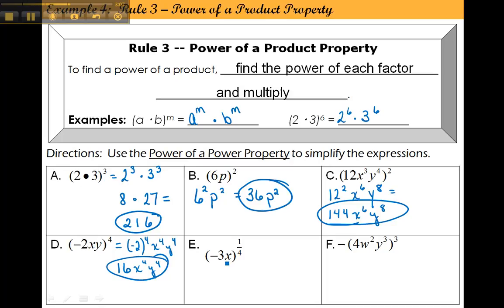Letter E is going to become negative 3 to the 1/4, x to the 1/4. And we'll just leave that like that.